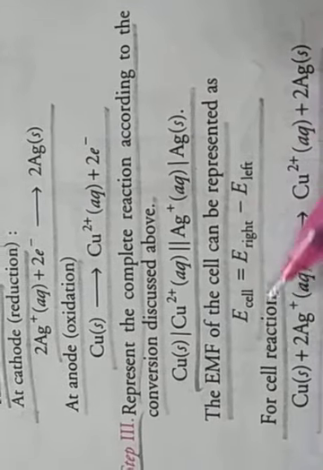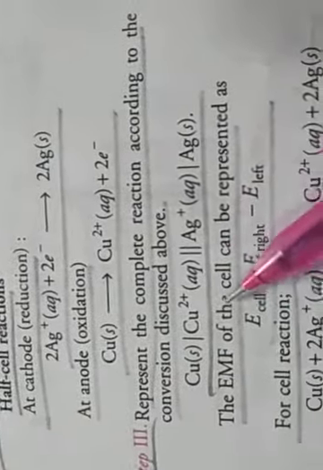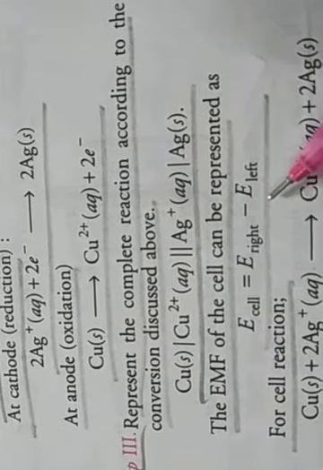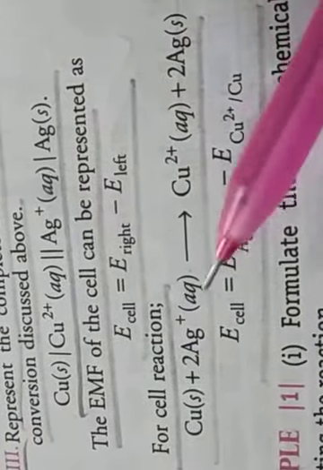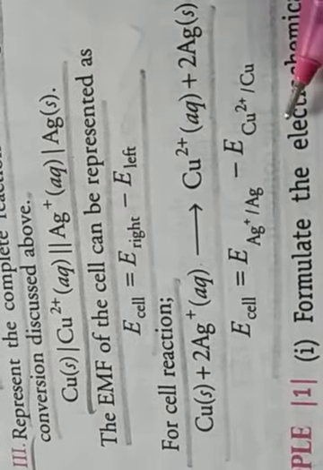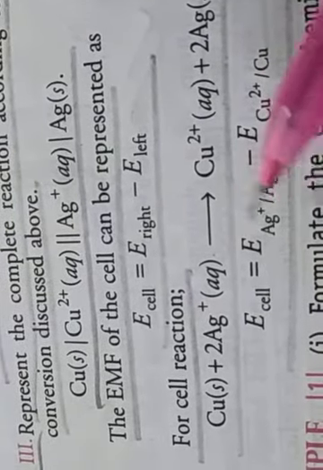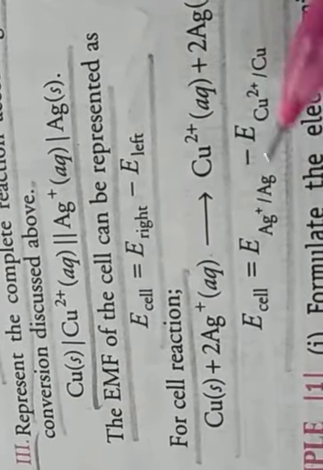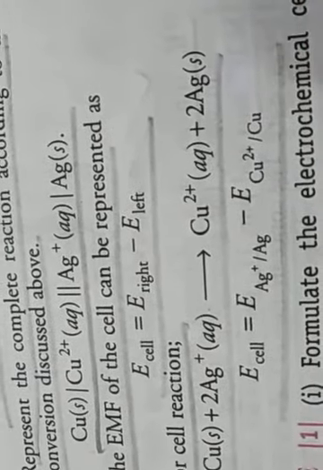Now, the EMF of the cell. Because the right hand side is the cathode and the left hand side is the anode, we write E cell is equal to E right minus E left. For example, on the right hand side Ag+ converts into Ag, and on the left hand side Cu2+ converts into Cu. So E cell is equal to E of Ag+ | Ag minus E of Cu2+ | Cu. This is the E cell.